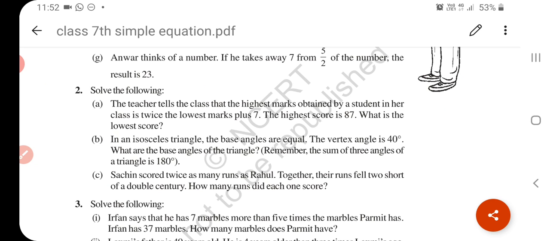And see here one more condition is given. The triangle is an isosceles triangle. And you know what is an isosceles triangle? An isosceles triangle has two sides equal, and it's given the base angles are equal. If we take the base angle as x, so what is our answer?